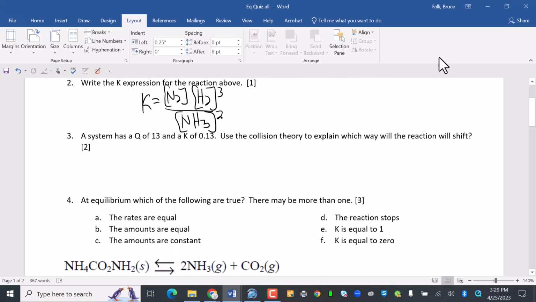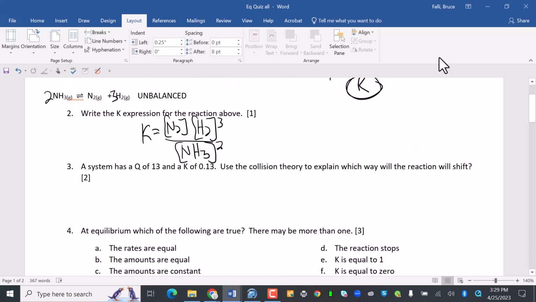So, yay. A system has a Q of 13 and a K of 0.13. Use the collision theory to explain which way the reaction will shift. So Q, just like K, is P over R. But Q is too big. What that means is I'm going to have too many products compared to K.